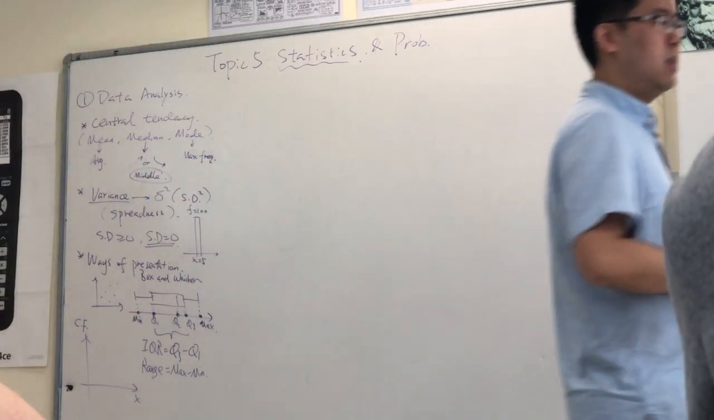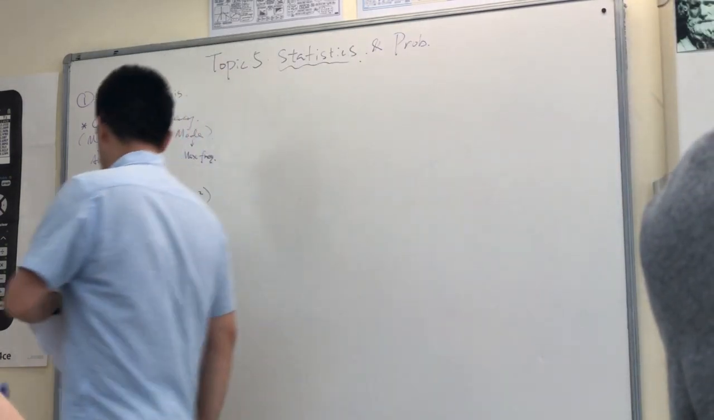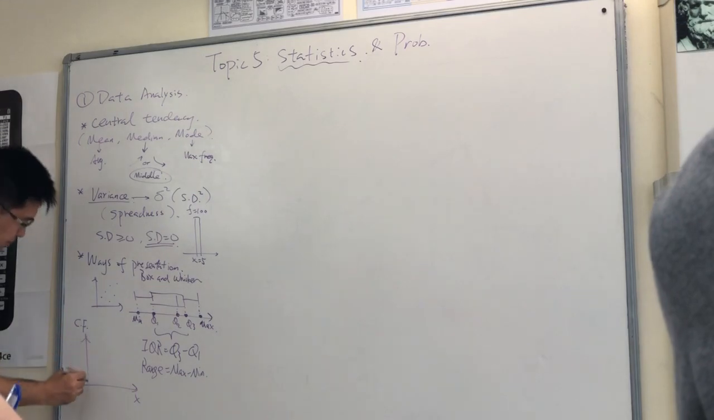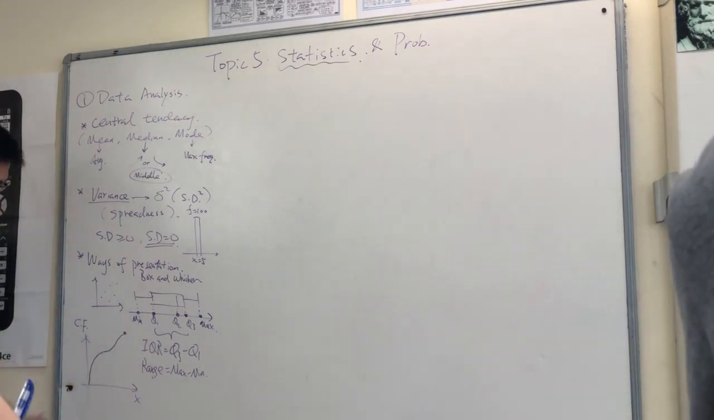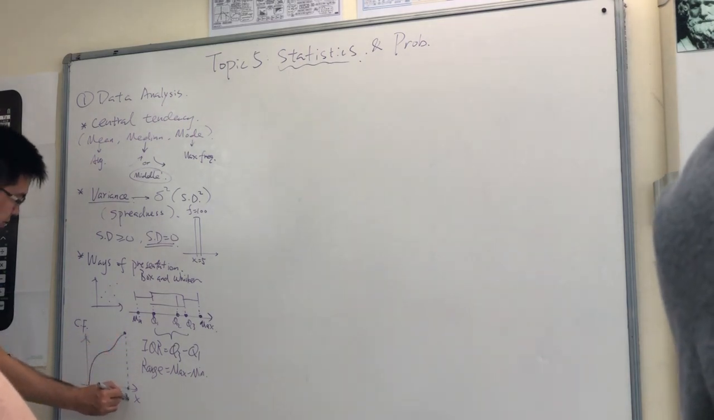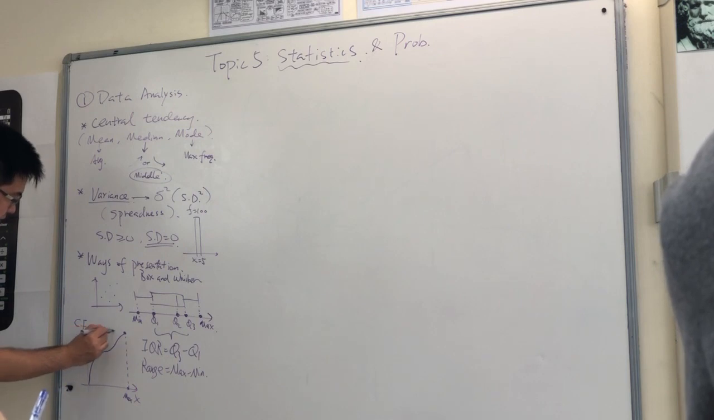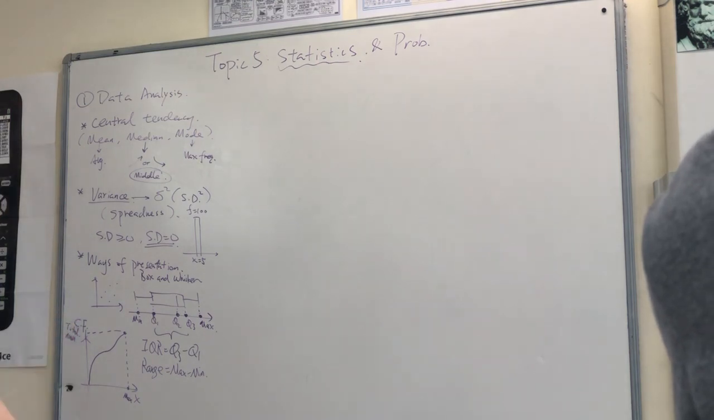All right, and then we also have a diagram like this with value and CF. CF, what's that? Cumulative frequency. Yeah. So for a cumulative frequency diagram, the graph will always look like this. It always goes up and stops. So this is the maximum value, and the y coordinate is the total number of the data.